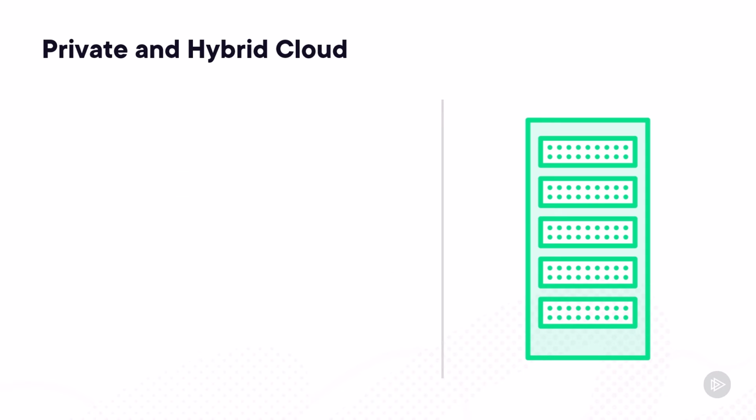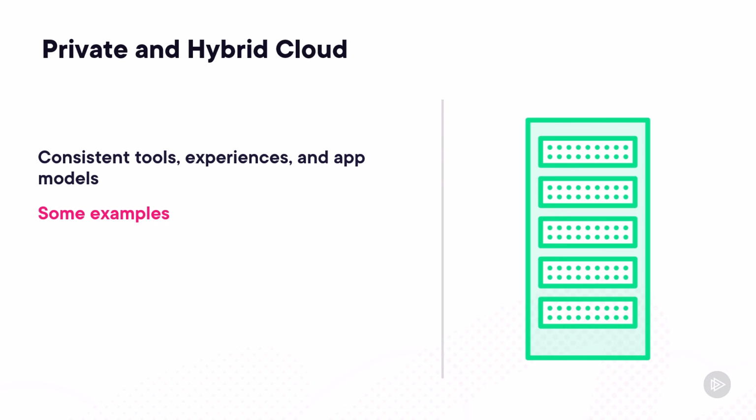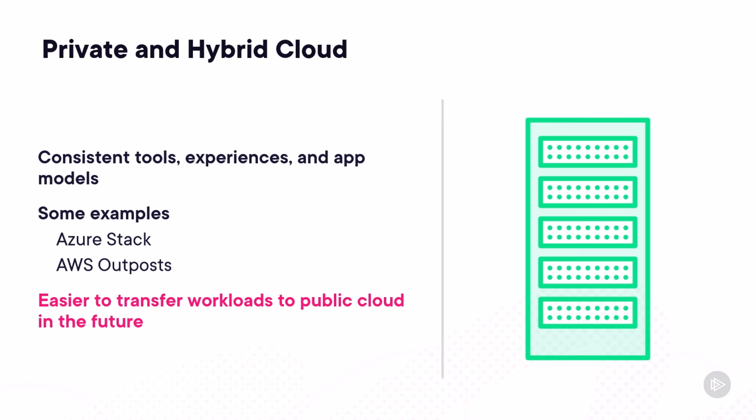Now for private and hybrid cloud, cloud providers are offering services allowing organizations to manage their private cloud using the same tools, experiences, and app models in your on-premises or hybrid data centers. Some industry examples include the Azure Stack or AWS Outposts. Another big advantage is that given you use the same technology as in the cloud but on-premises, it makes it a lot easier to transfer workloads to the public cloud in the future if you decide to do so.